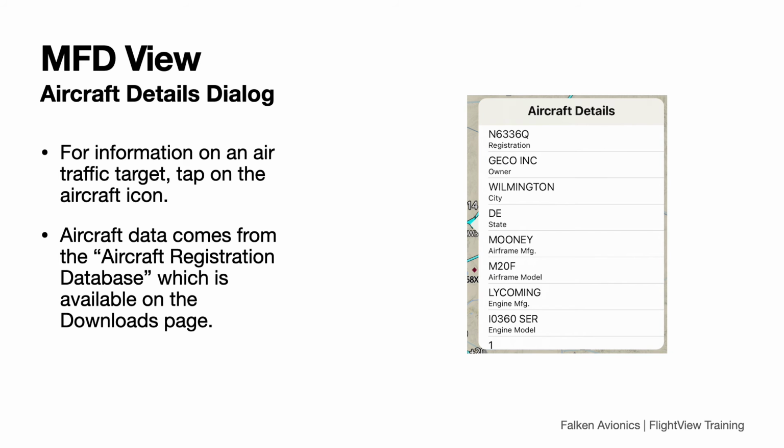As previously mentioned, tapping on a traffic target will, if the target is in the U.S. Public Registry, open the Aircraft Details dialog box. This can be useful if you're trying to figure out if a friend is forming up on your wing or if those are F-16s on their way to intercept you.